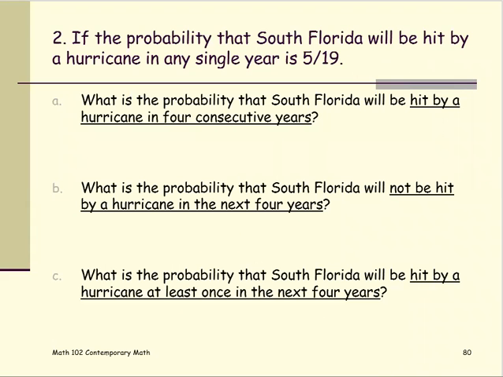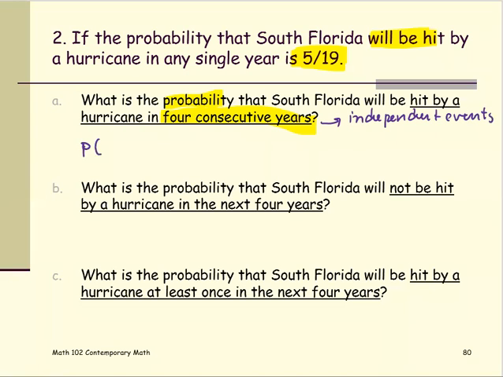Similar example, if the probability that South Florida will be hit, this time will be hit by a hurricane in any single year is 5 out of 19, or 5/19. Part A, what is the probability that South Florida will be hit by hurricane in 4 consecutive years? In 4 consecutive years, each year the probability of the event, those events are independent from each other. So they are independent events.